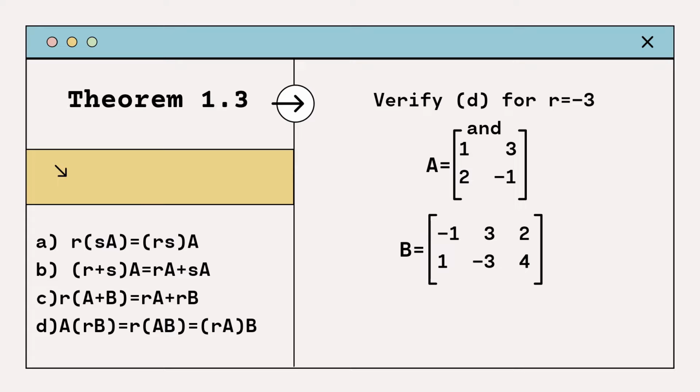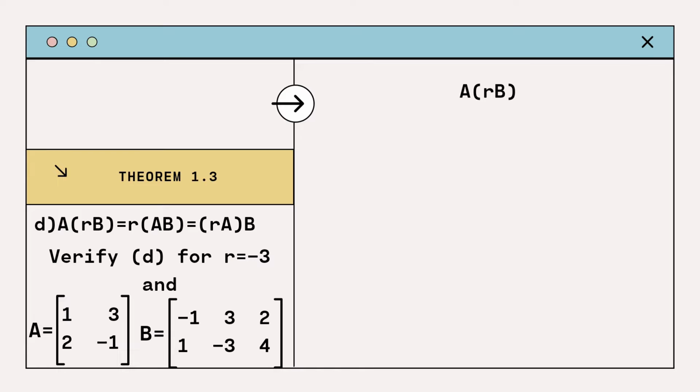We are asked to verify letter D for R is equal to -3, A is equal to [1, 3; 2, -1], and B is equal to [-1, 3, 2; 1, -3, 4]. So we are going to show that A times the product of R, which is -3, times our matrix B, will be equal to R times the product of A and B. And also, it should be equal to the product of R times A times B.